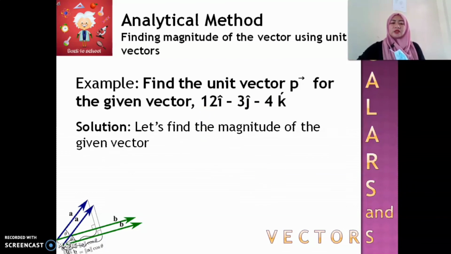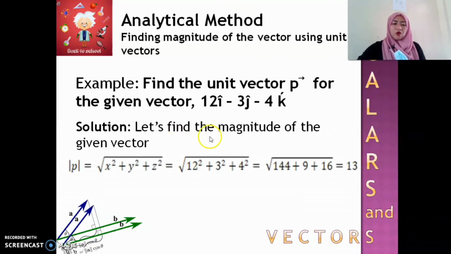Example: find the unit vector of vector P for the given vector 12i minus 3j minus 4k. So let's find the magnitude of the given vector. Recall that this one is our x, this one is our y, and the number beside our k is our z. So just substitute the values for the vector P. The absolute value of vector P is equal to the square root of x squared plus y squared plus z squared. In this case, x is 12, squared, plus y is 3, squared, plus z is 4.